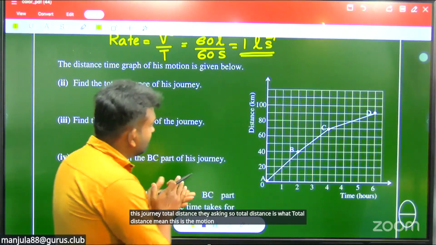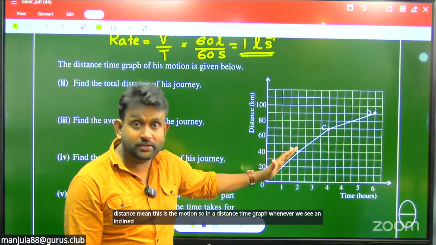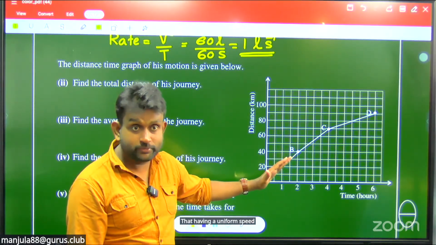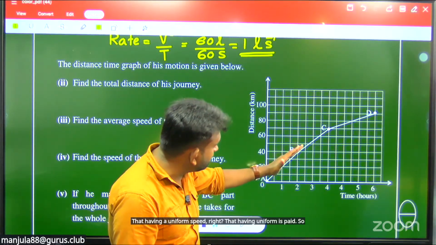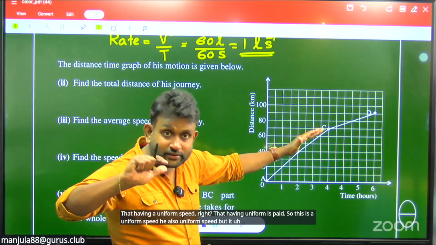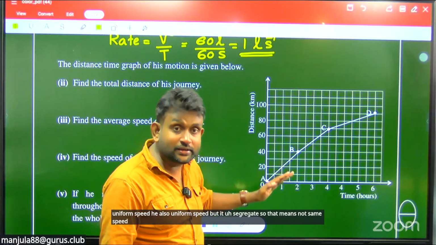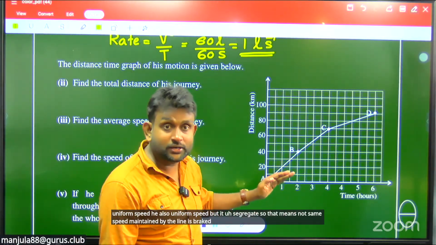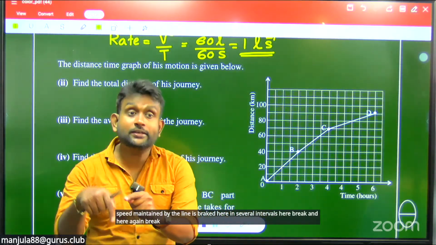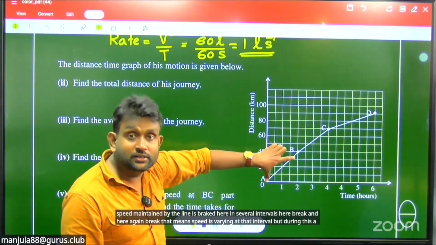In a distance time graph, whenever we see an inclined line, it means that it has a uniform speed. So this is a uniform speed. Here also uniform speed, but it is segregated, so that means the same speed is not maintained. Why is the line broken here in several intervals? Here broken and here again broken. That means speed is varying at that interval. But during this A to B, it maintains a uniform speed.